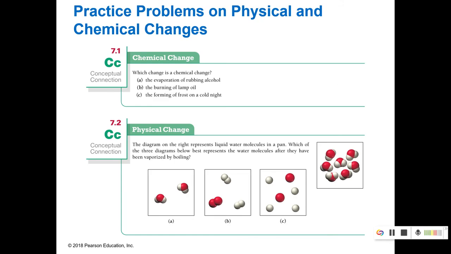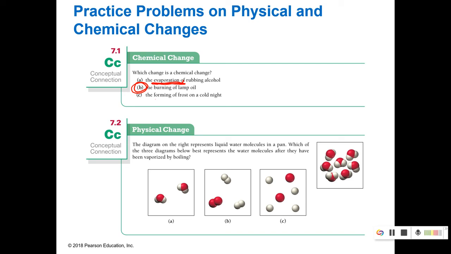So, which change is a chemical change? The evaporation of rubbing alcohol, and the word evaporation means state change, so that's physical. The burning of lamp oil, or the forming of frost on a cold night. So, frost is from gas in the air to solid. So, our chemical change is going to be burning. Also, another way to think of it is, can I get it back without doing another chemical change? So, once I've burned that oil, I'm not going to be able to get it back. It's gone. If I form frost on a car, if I heated it back up, it would turn back into a gas state.